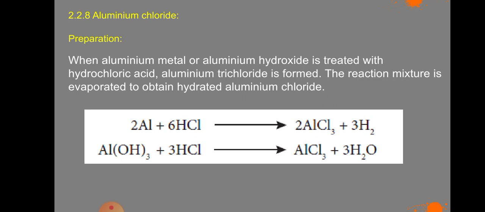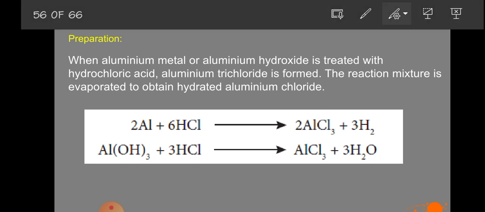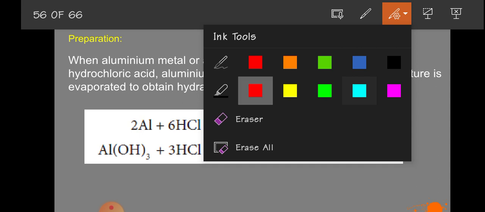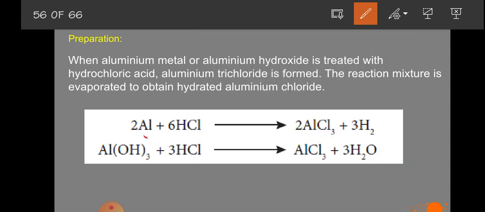Okay, so let us go for aluminum chloride. Aluminum is a metal, chlorine is a non-metal. So when we join them, we get aluminum chloride. Let us see how aluminum chloride is prepared. We are adding aluminum with HCl, hydrochloric acid. So aluminum will react with the chlorine, and it forms aluminum chloride.